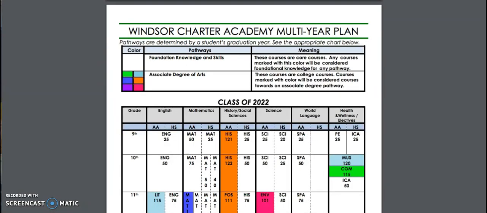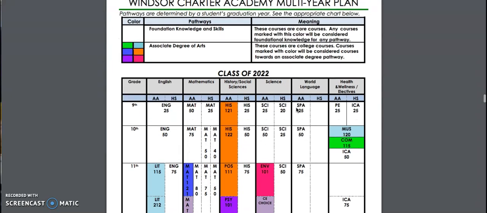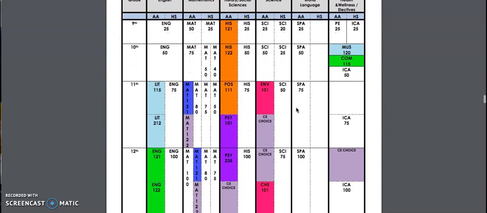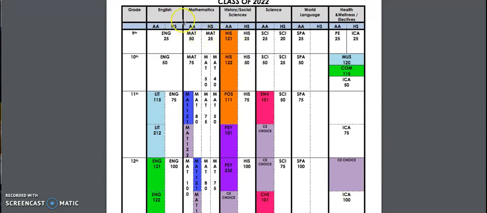Okay, up next we have our WCA multi-year plans. And again, these are organized by cohort. So you will find the grade level you're in, the graduating class you are in. And these are a set of charts that help you see how you will get through your 4 years. So they're set up by subject area as well as by grade.